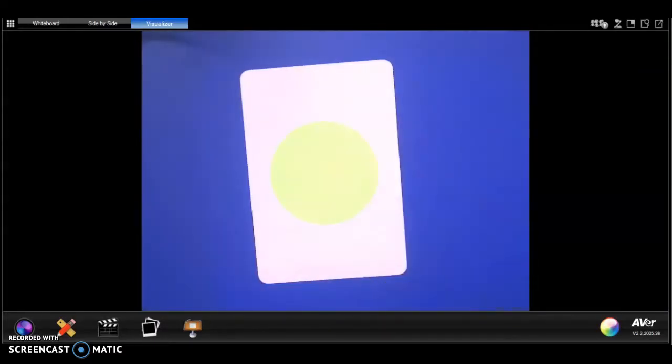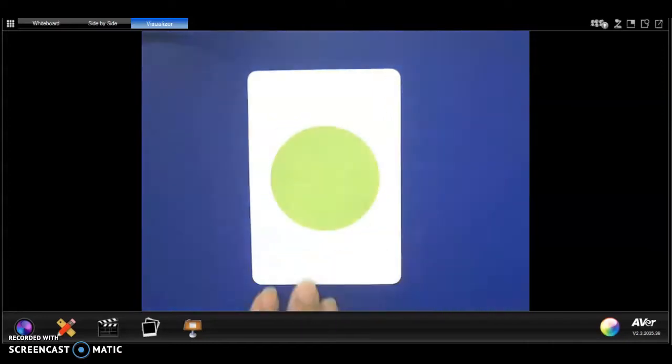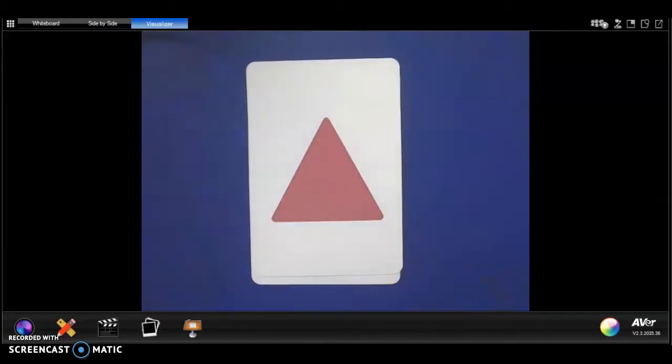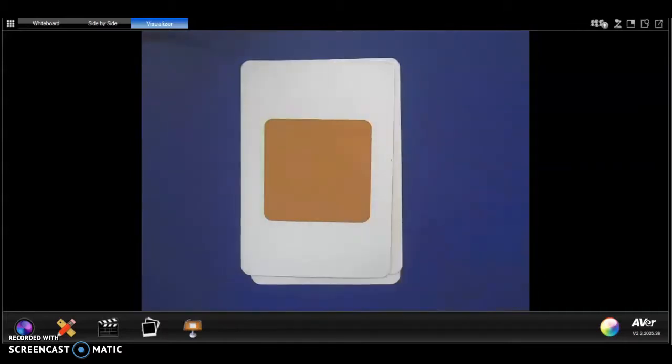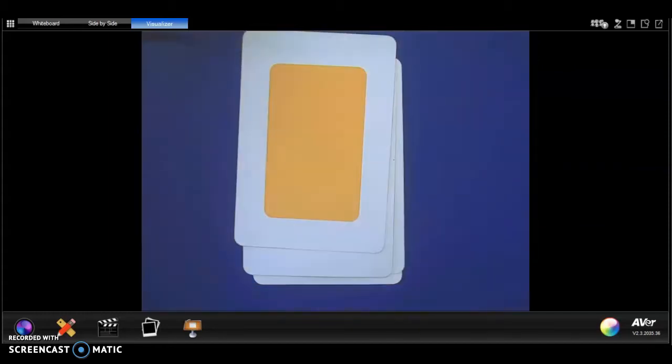What is that? Circle. What is this? Triangle. What is this? Square. What is this? Rectangle. Good job.